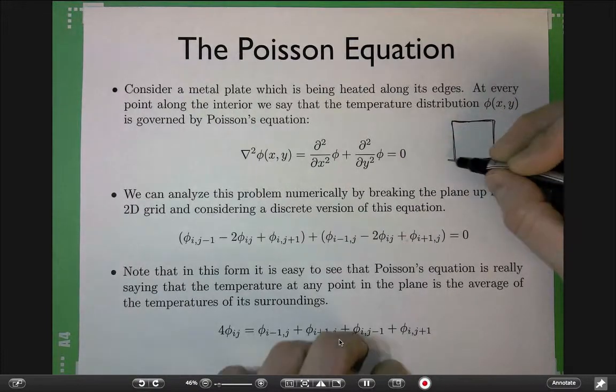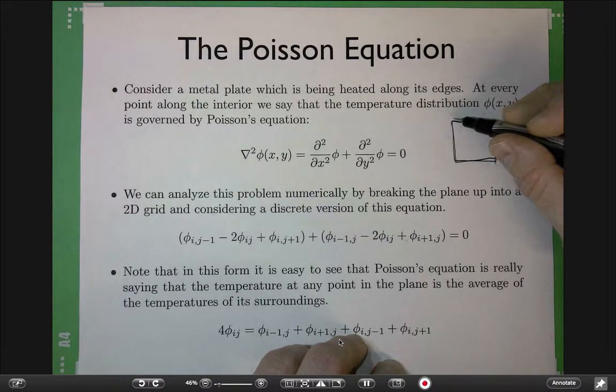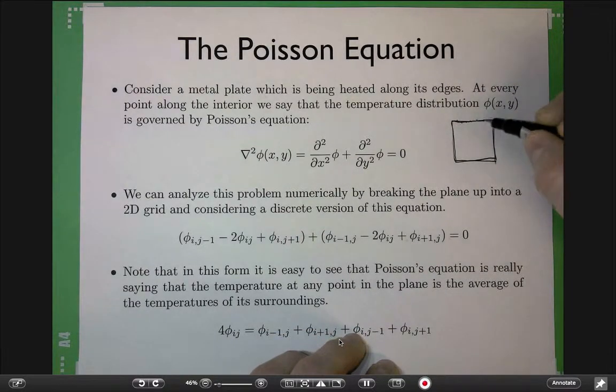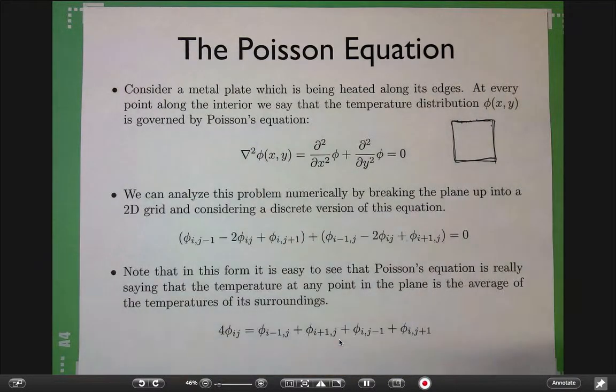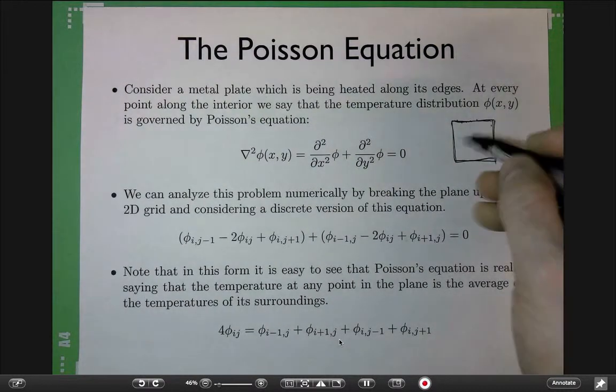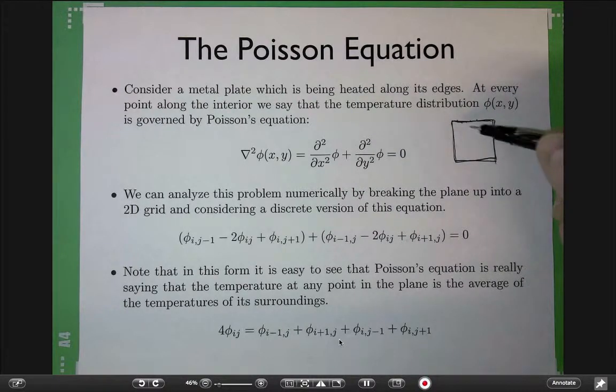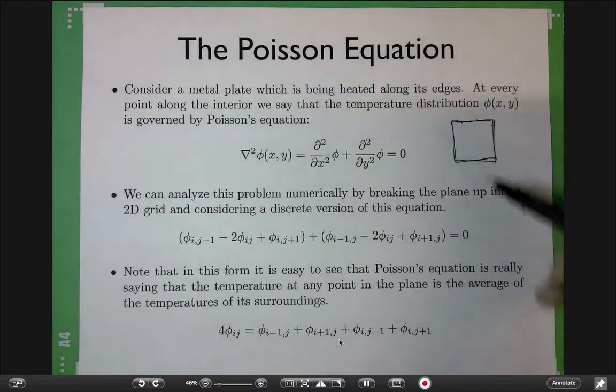So here it will be hot, here it will be cold, here it will be different temperature, and so on. So I specify temperatures everywhere on the boundary. And I say that this will be fixed. And then I want to compute the temperatures everywhere inside, assuming this is like a nicely heat conducting metal plate. What will be the temperatures inside?